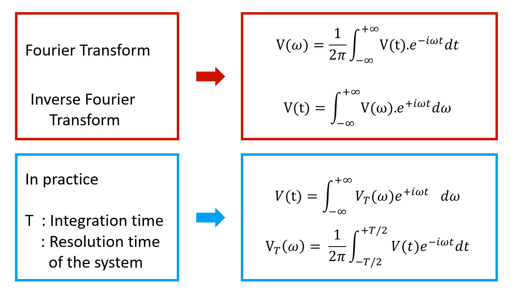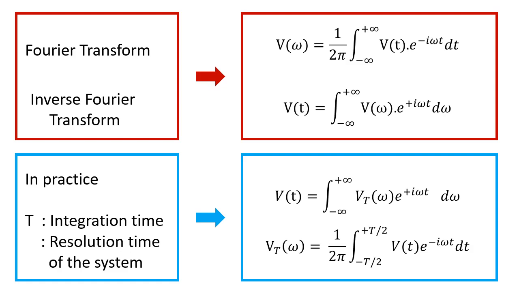So here I have the definition for a Fourier transform. Let's say v of t is my signal. I multiply it by this kernel for the Fourier, which is exponential minus i omega t, integrate over time from minus infinity to plus infinity, and multiply by 1 over 2 pi to get my signal in frequency space. This is my Fourier transform definition.